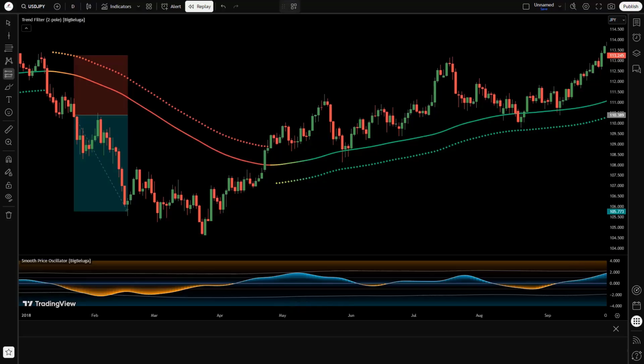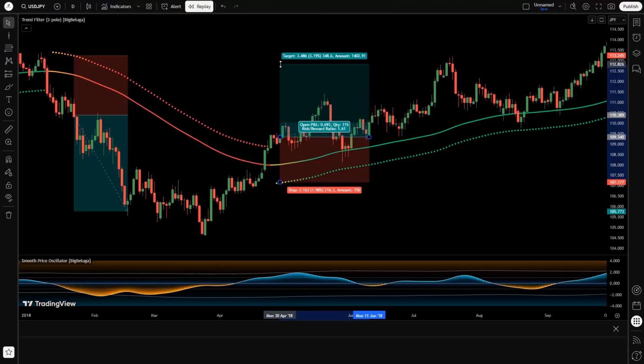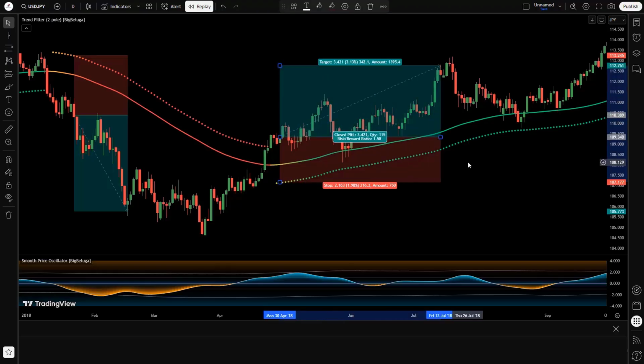Similarly, let's see the long position. When the trend filter indicator has given a buy signal, the Smooth Price Oscillator indicator has created a blue area, and the market forms a bullish candle, so all these conditions are met, then we have to take a buy order. And our stop loss should be placed on this rising line. And the risk-reward ratio will be 1:1.5.